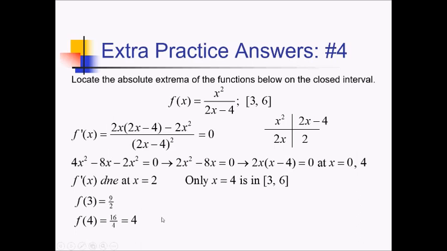And now I also need to do f of 6. So that's going to be 36 over, this would be 12 minus 4, which would be 8. So 36 over 8, we can reduce that by 4 to become 9 over 2. So this is kind of interesting. When the dust settles, we actually have 2 absolute mins. Both of these 9 halves here are tied. And then 4, bigger than those ones, is going to give us the absolute max.